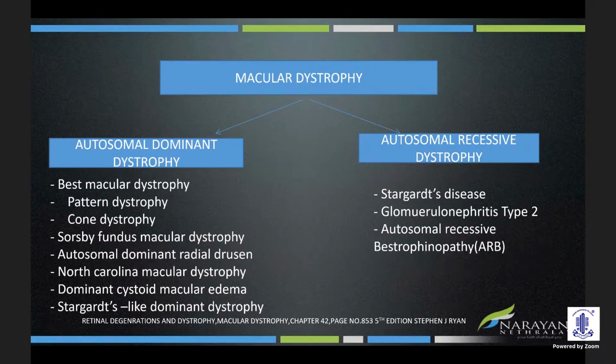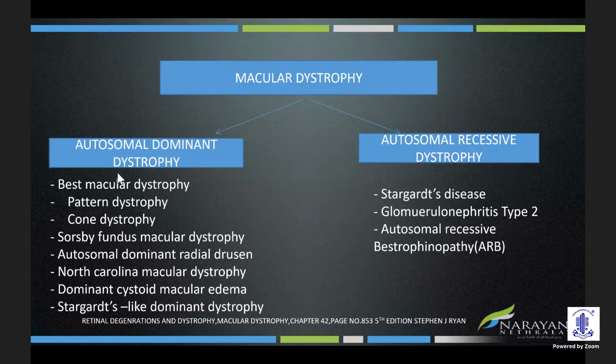Coming to the macular dystrophies, they can be autosomal dominant and autosomal recessive. I don't want you people to mug up these things. Just remember some of them are dominant and some of them are recessive. I'll explain it with a case example, which will help you to remember this. If you try to mug it up, you will definitely forget it.